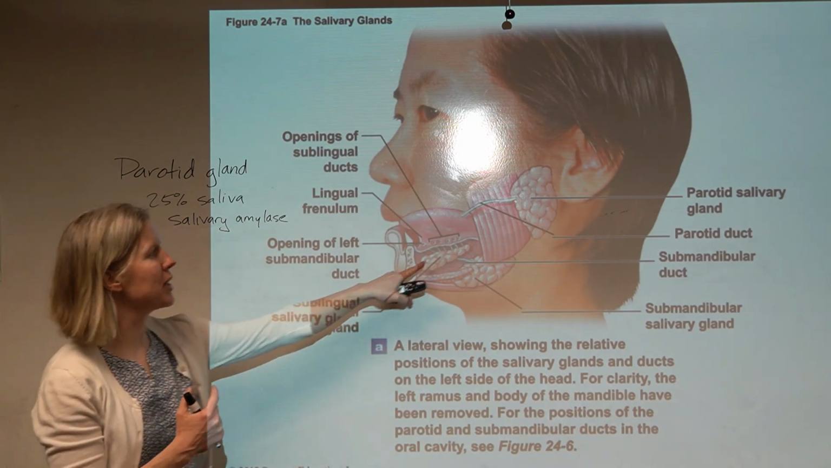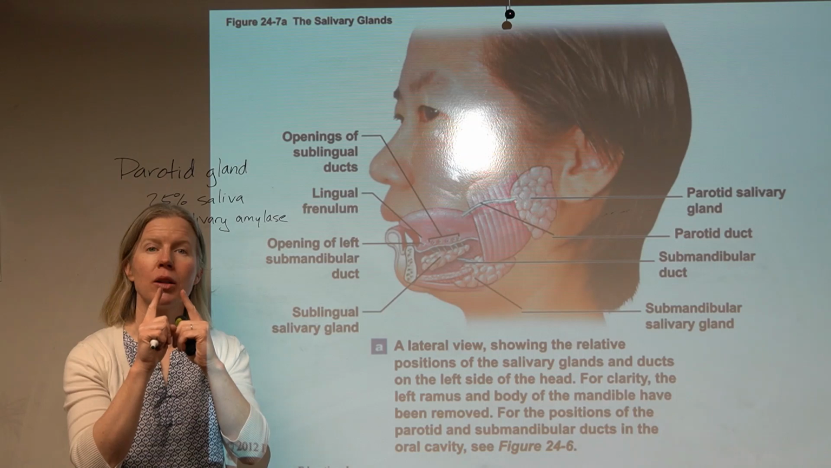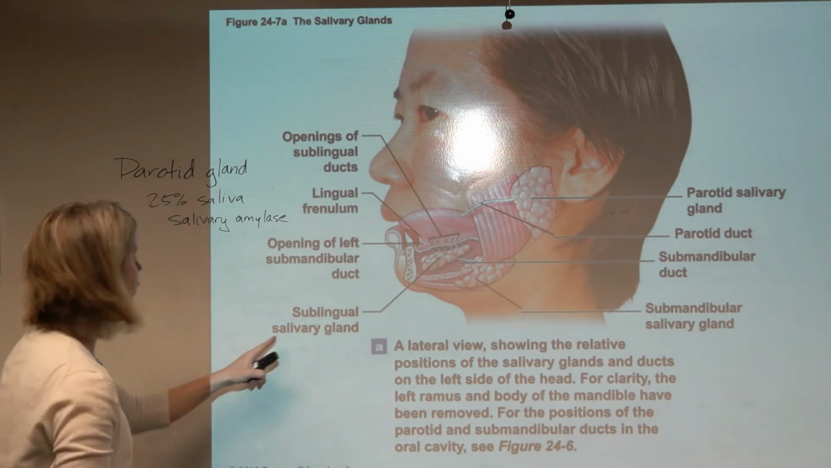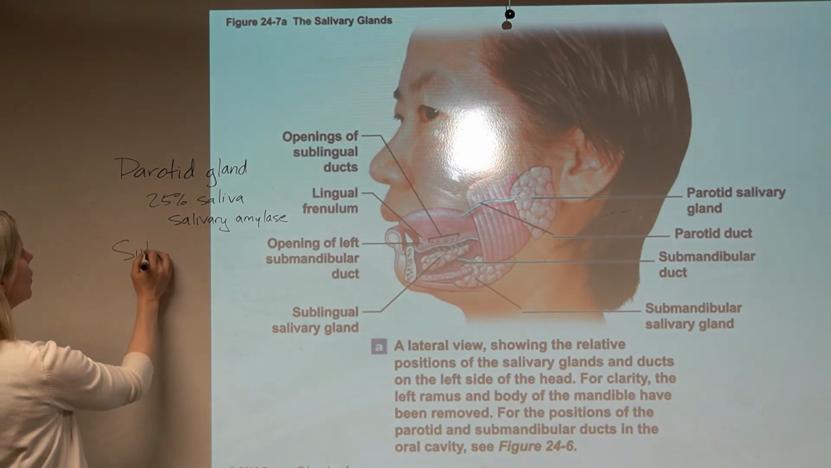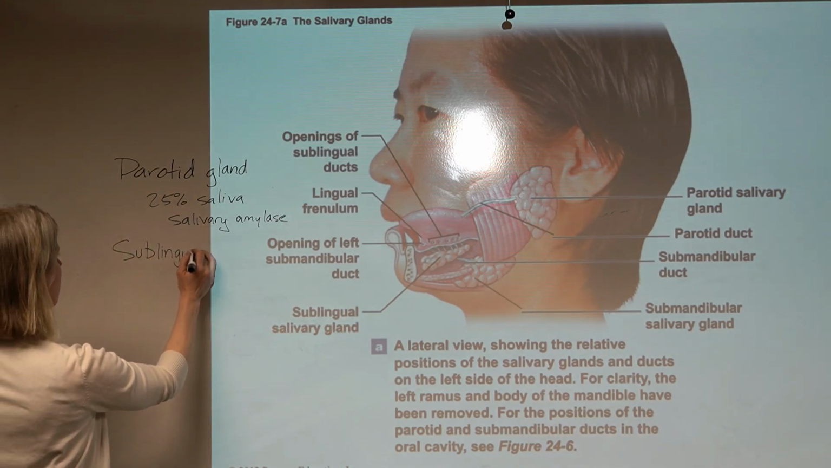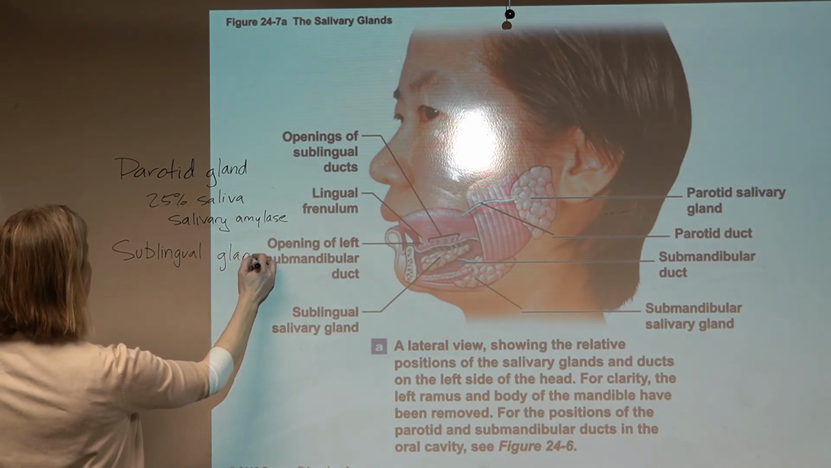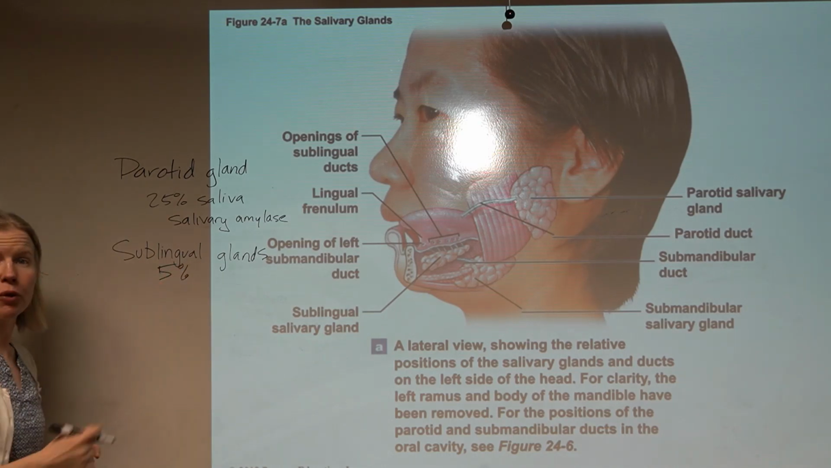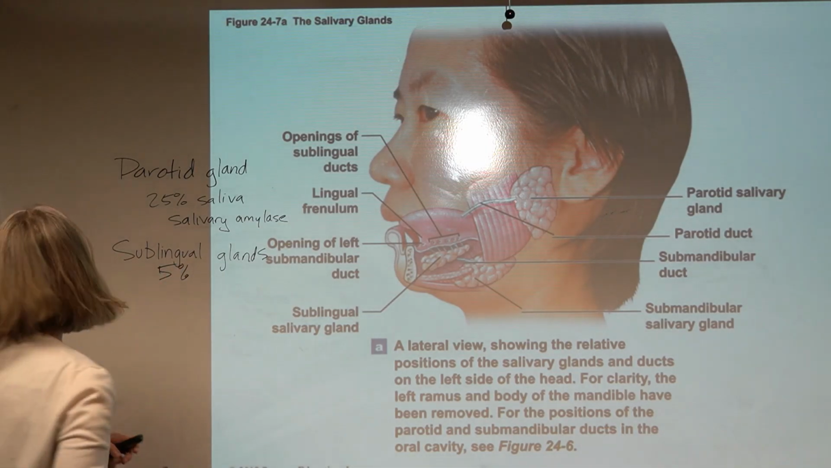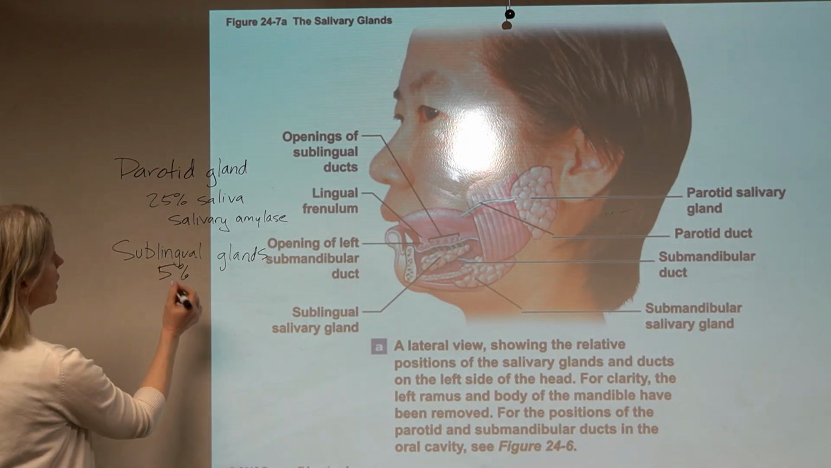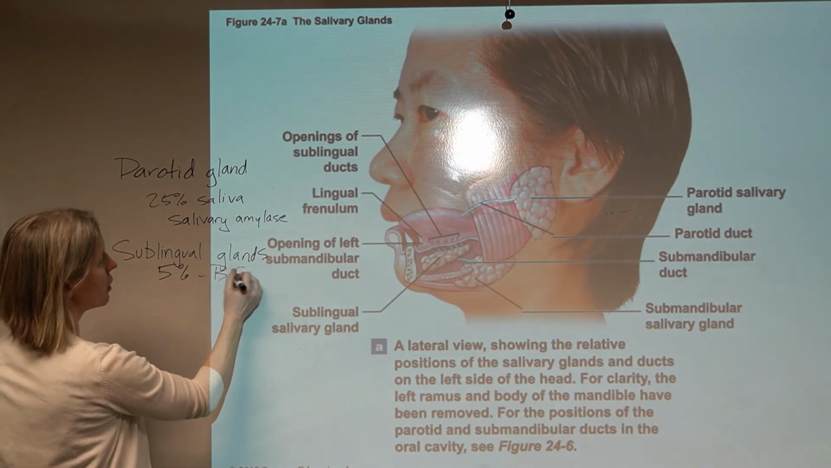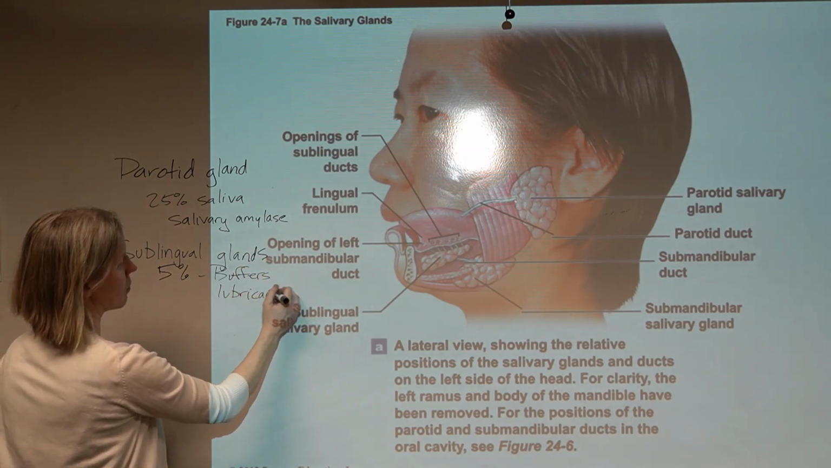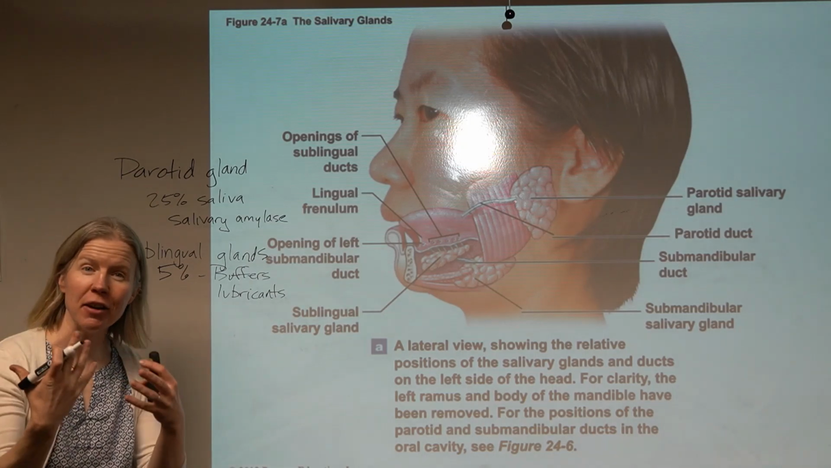You also are going to have sublingual glands, right? So we see these actually lying along the base of the tongue on either side of that lingual frenulum, the little line underneath your tongue. And these don't play a huge role. So they make about 5% of your saliva, and they're going to produce a lot more things like different buffers and lubricants that they're adding to this pool of saliva in your mouth.